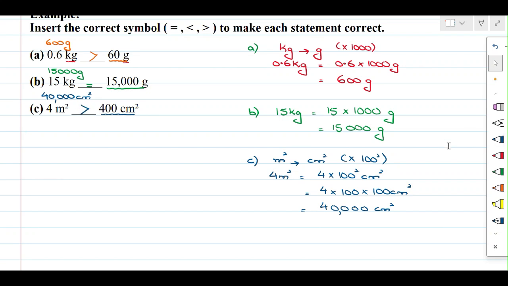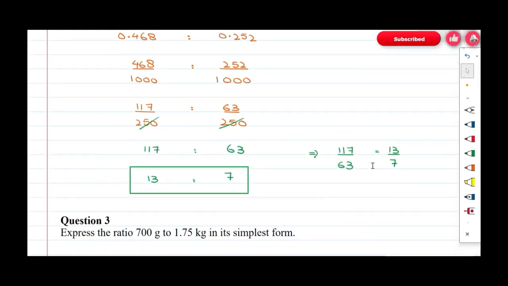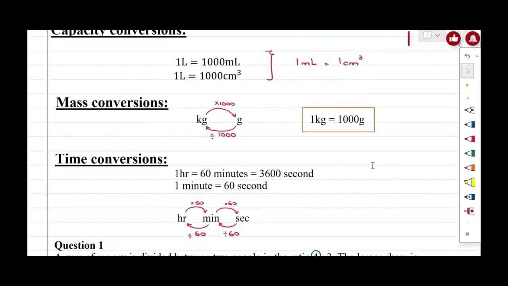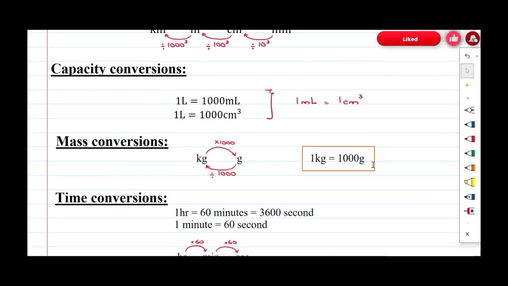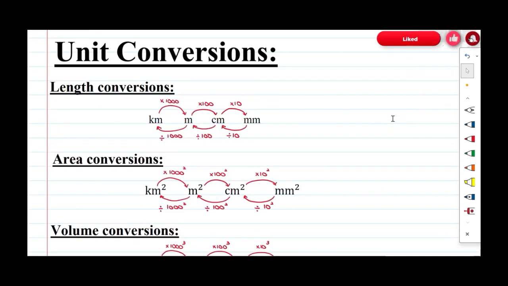So if you learn the conversions, you can easily do these exam style questions, because in O levels and in IGCSE, you will get a lot of questions related to the conversions, and calculators are not allowed in these questions, right? So you have to learn the conversions, and these questions are very easy to simplify. So this is all about the conversions. You need to learn these conversions: time conversions, mass conversions, capacity conversions, volume, area, and length conversions.